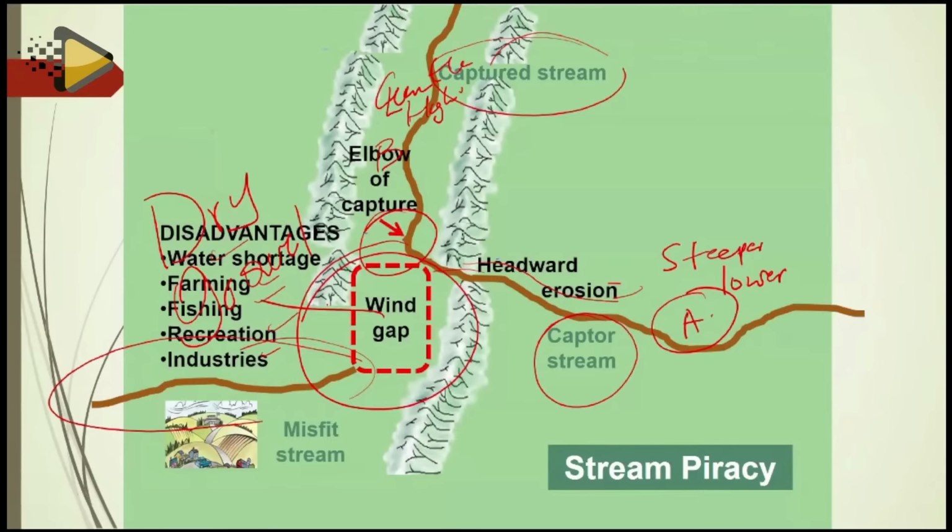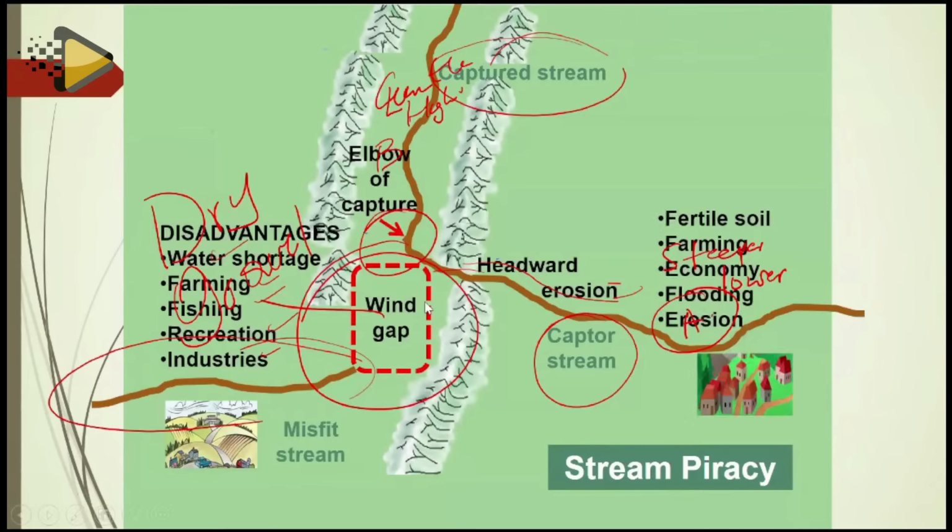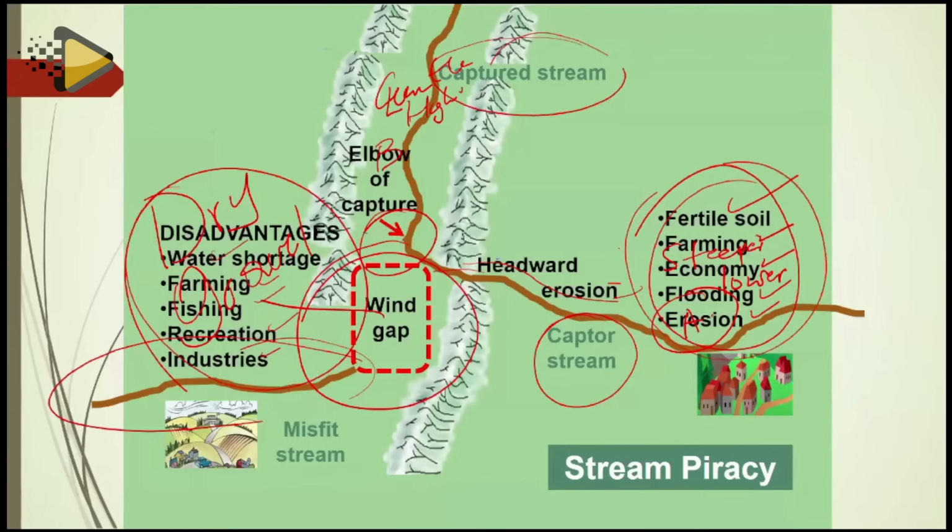But what is going to happen where the river has gained more water? The soil will be fertile, there's going to be more water for farming, the economy will grow, and there are high chances of flooding and high chances of erosion. So this is what might happen to the people living here. But sometimes the examiners don't want to know about the impacts to the people living downstream at the misfit or at the captor stream.